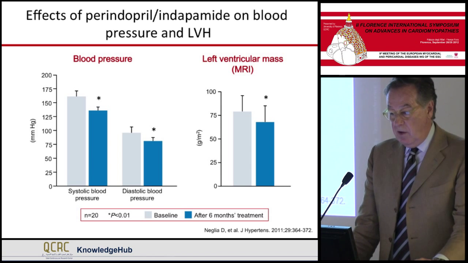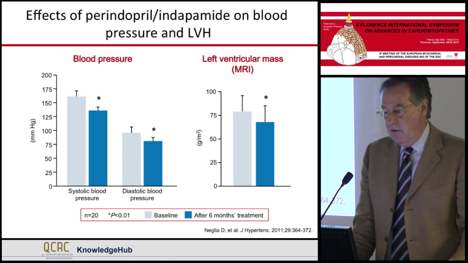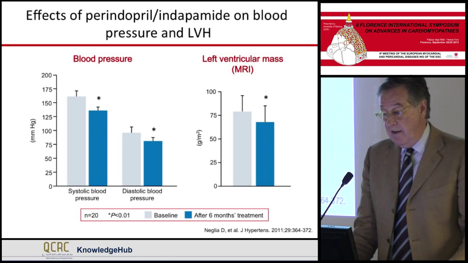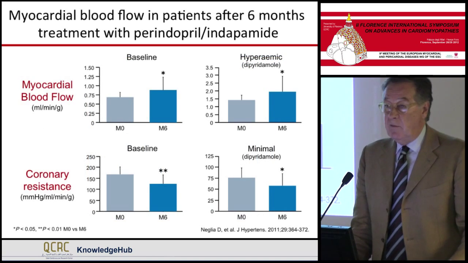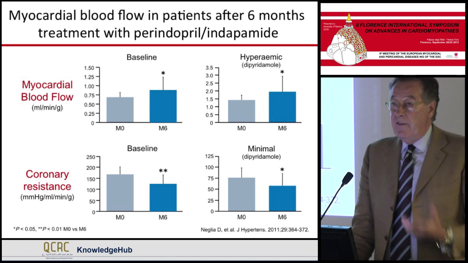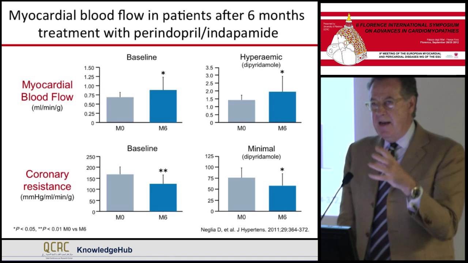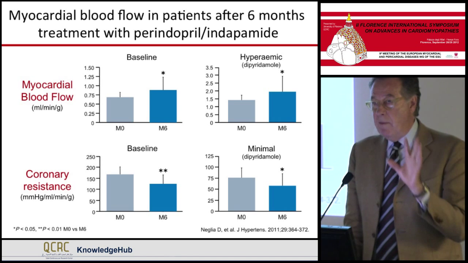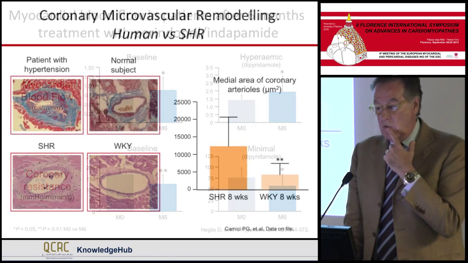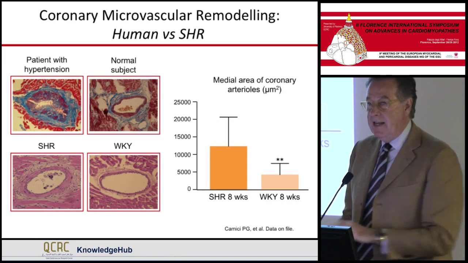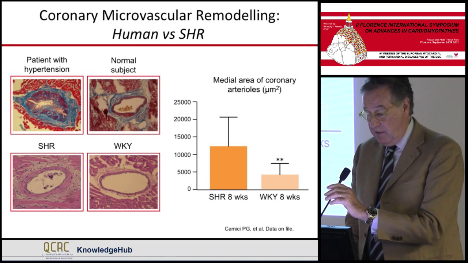So we used this ACE inhibitor and diuretic combination, which obviously reduced blood pressure, also significantly reduced MRI, and most importantly, after 6 months of treatment, we saw a significant increase in myocardial blood flow. Now, do you remember I made an assumption that maximum blood flow represents microvascular dysfunction? To prove that, we did an ancillary study in a model of hypertension, the spontaneously hypertensive rat.